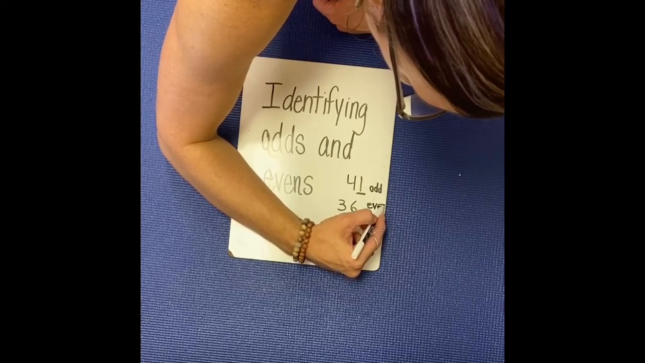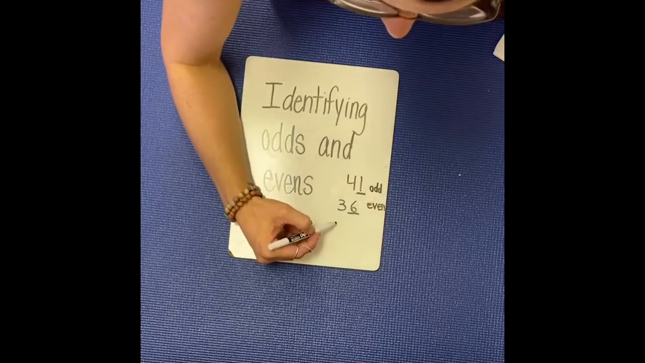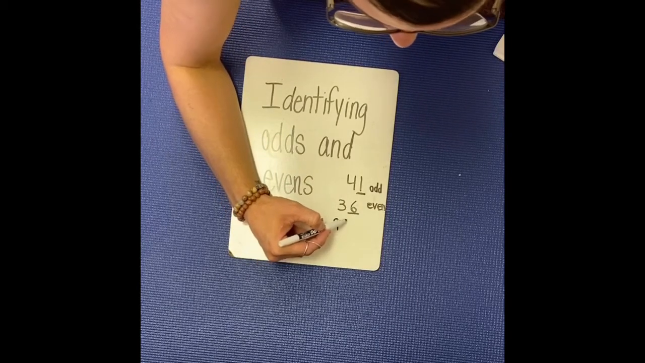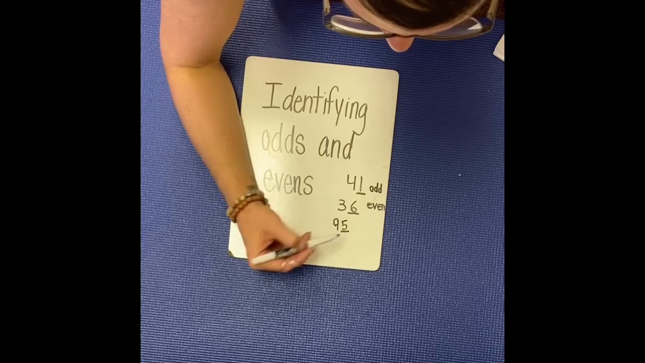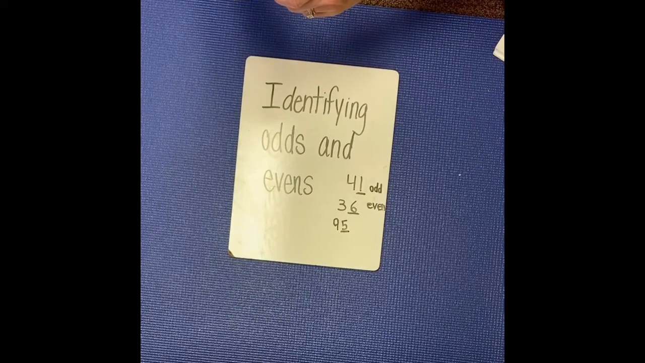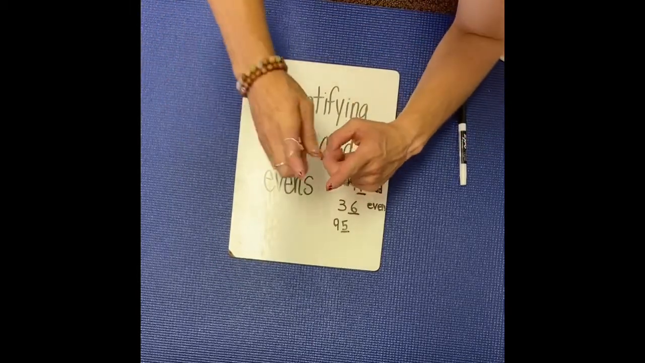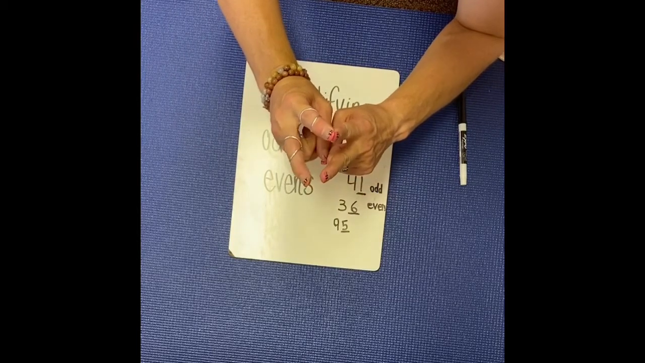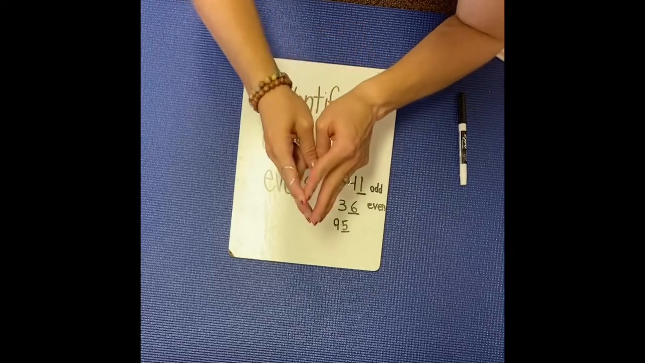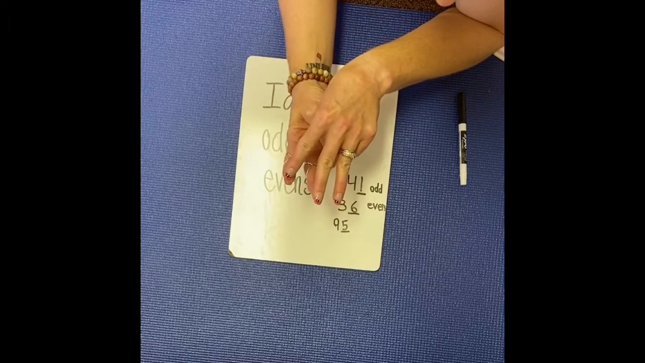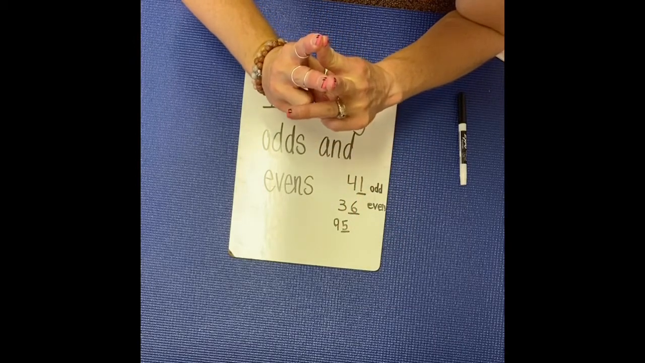Ooh, run out of room. 36 is even. Let's try the number 95. Ooh, that's a big number. So again, we're going to look here in my ones place. 95. I'm going to continue to prove this to you. 1, 2, 3, 4, 5. 95. 5 is in the ones place value, so I'm checking that. 5 is odd. He doesn't have a partner.